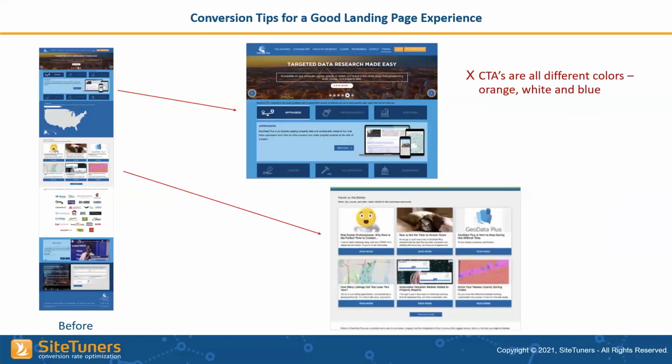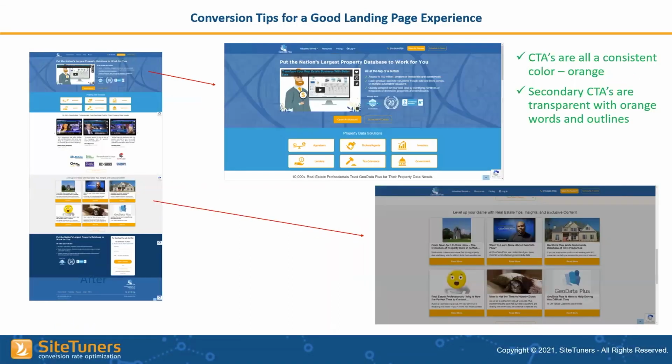So here's an example of a before image. We've got all sorts of different colors here. We've got orange, we've got blue, we've got white, multiple things going on. And so we're not training the visitor on what the colors mean. As opposed to, we changed it so orange is the call to action color, which basically says orange is click here. Now, we're showing you secondaries in addition to primary calls to action. The primary is the orange with the white text in it, where the secondary is the reverse. So when you have a primary, you're going to make your secondary calls to action similar in some ways to your primary.